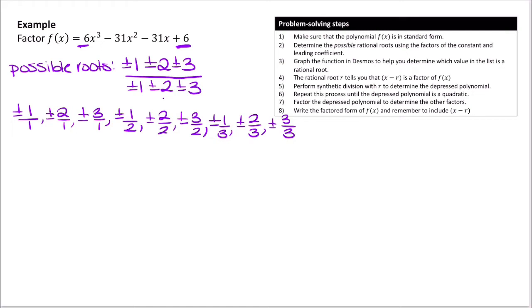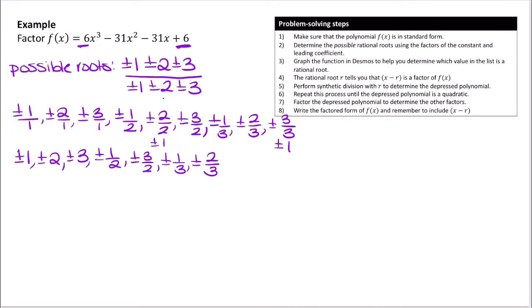Okay, let's reduce whatever we can. So we have plus or minus 1, plus or minus 2, plus or minus 3. Plus or minus a half, plus or minus 2 over 2 is going to be plus or minus 1. Plus or minus 3 over 2, plus or minus 1/3, plus or minus 2/3, plus or minus 3 over 3 is going to be plus or minus 1. Okay, so here are all our possible rational roots. So now we're going to graph in Desmos, and we can use that to help us narrow down and figure out at least one root.